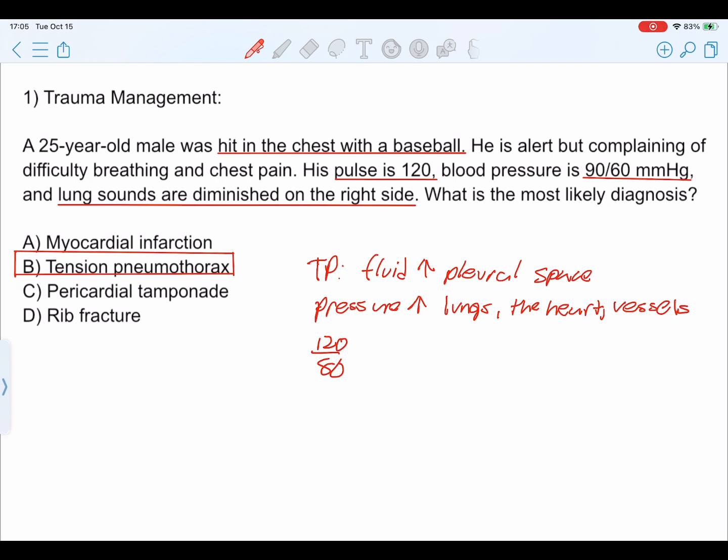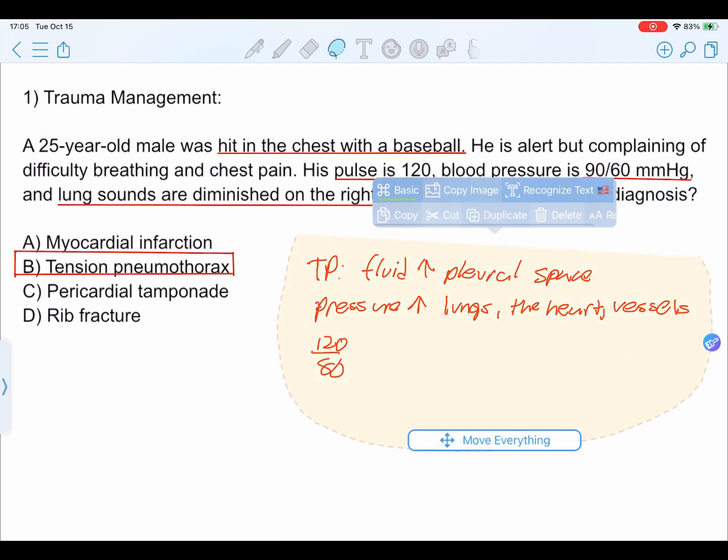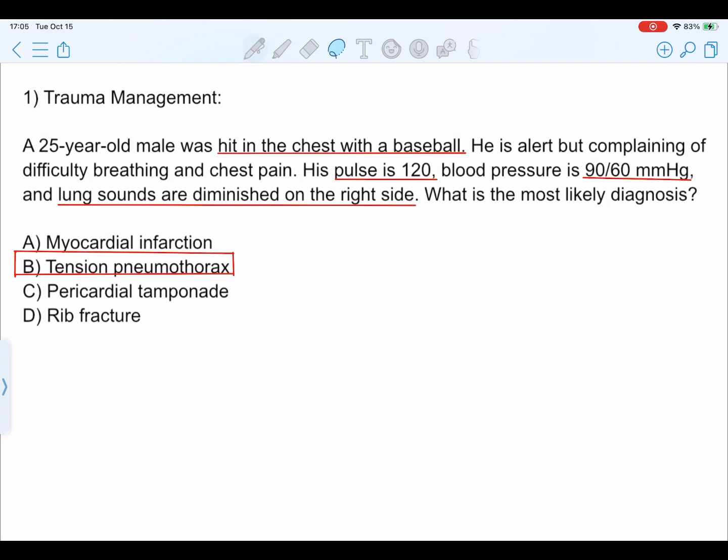All right, so moving on to pericardial tamponade. With pericardial tamponade, which again I'm going to abbreviate as PT because I don't want to write that out. Pericardial tamponade and tension pneumothorax have a lot of the same signs and symptoms. However, for PT, some of the distinguishing signs are JVD. JVD is very common in pericardial tamponade, and it's not common in tension pneumothorax. You can distinguish between the two like that.